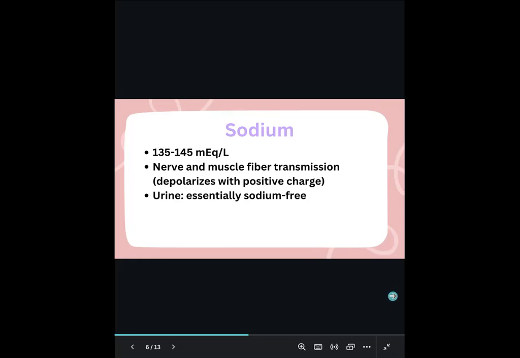And then your urine is essentially sodium free. One of the reasons for this is that we do lose salt or sodium through the GI tract and also through sweat.